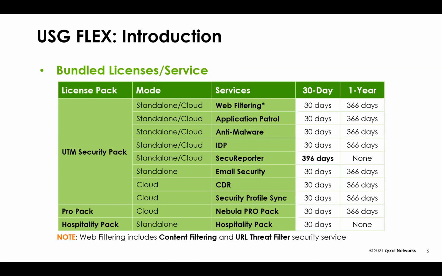Now, when it comes to the different bundled licenses, you can see the differences between the two and what's added and what's removed. So in the security pack, when you have it in standalone or cloud, you get web filtering, application control, anti-malware, IDP, SecuReporter, and that's basically going to be available on both the standalone and the cloud. When you're using it in standalone, you get only email security along with the other options above. So the email security is only available in standalone mode.